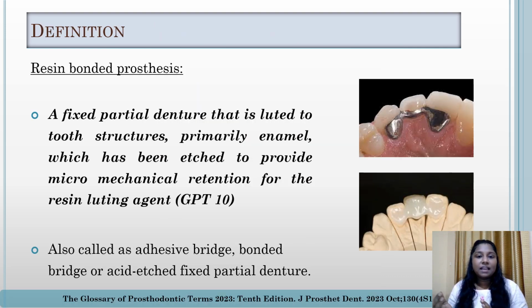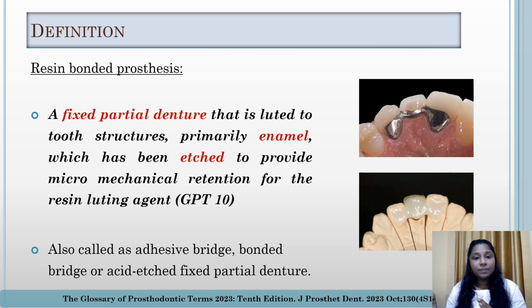Resin bonded bridges. As you can see on the screen here, we have put up a definition of GPT, that is Glossary of Prosthodontic Terms, 10th edition. Let's first of all split this definition rather than memorizing it all together. Your resin bonded bridges are nothing but fixed partial dentures. They are minimally invasive fixed partial dentures, and they are luted to tooth structure.